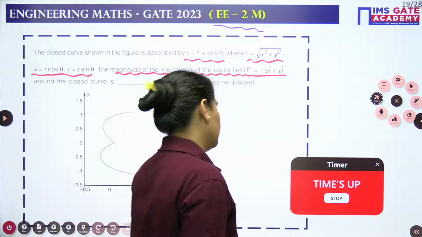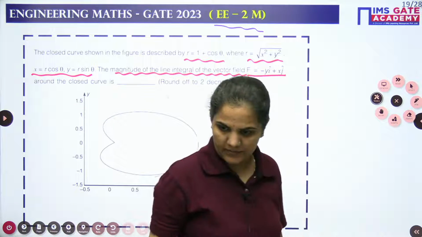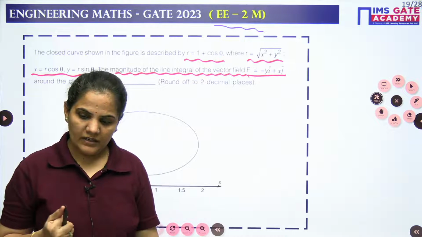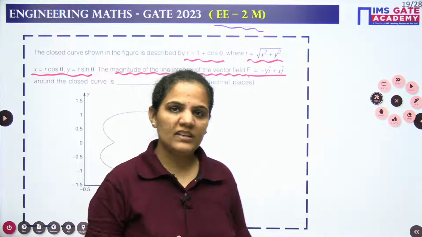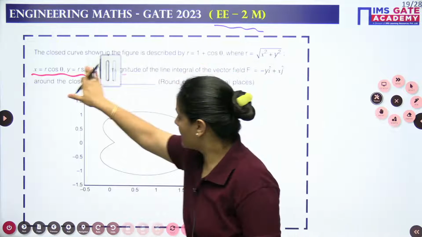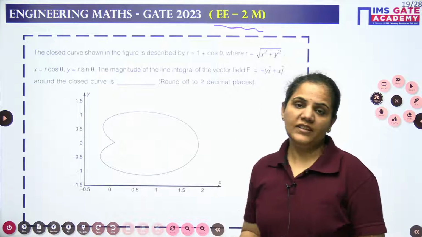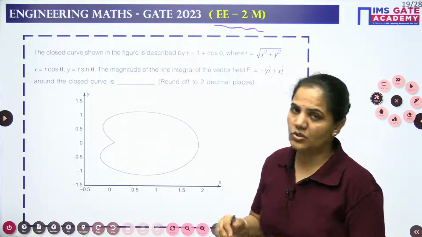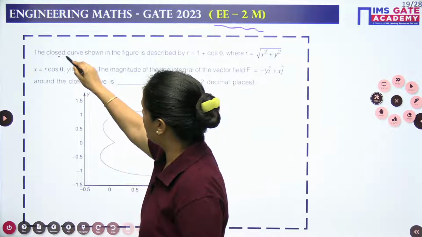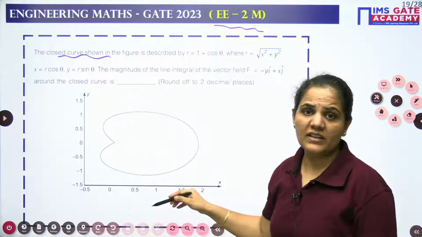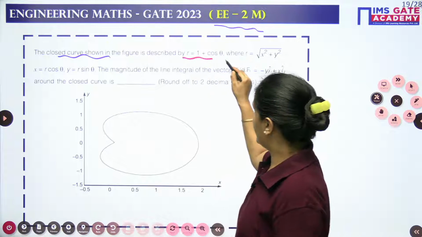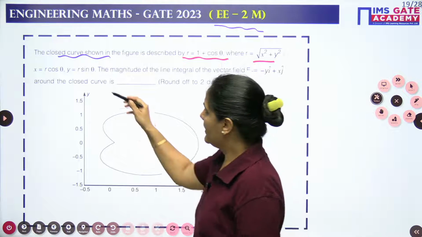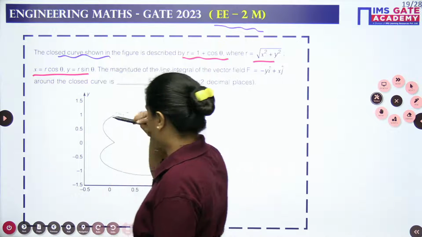Let's approach it. Let's go for it. So we can see that this question is from vector calculus and the weightage of the question is 2 marks. So the question is talking about a closed curve shown in the figure. The figure is a cardioid, described by r equals 1 plus cos theta, where r is nothing but the square root of x square plus y square, x is r cos theta, y is r sin theta.